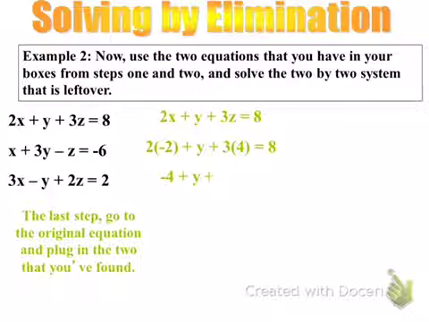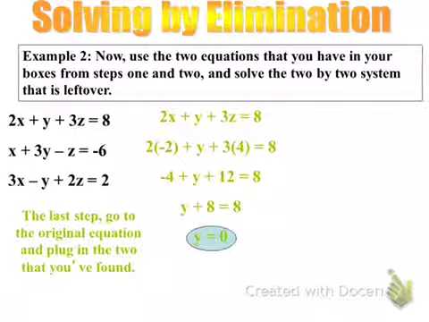Make your substitutions. Negative 2 is x. 4 is y. 4 is z. That's a mistake you can easily make, right? Substituting for the wrong variables. Make sure you're making the correct substitution. And we end up getting y equals 0.